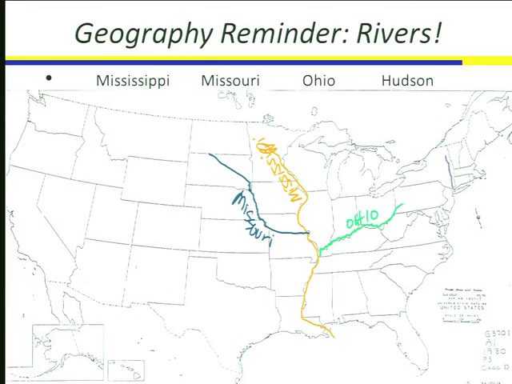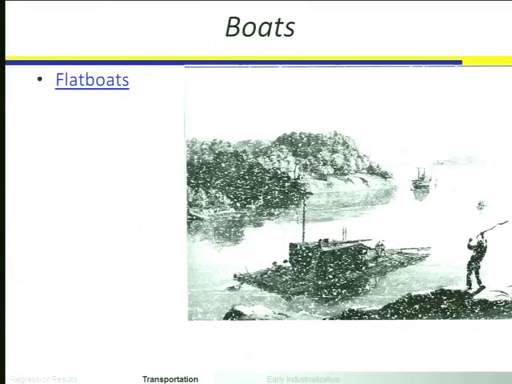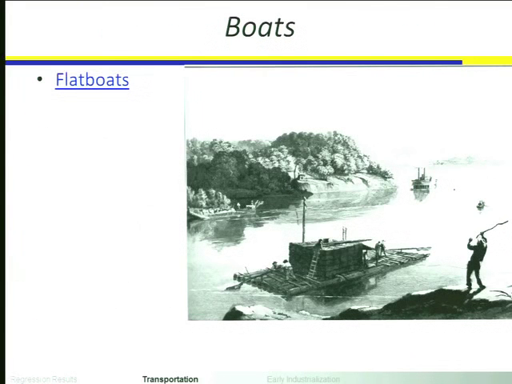We'll come back to our map in a minute. Boats. Initially, the boats that we had were flatboats. Oh my gosh, we're back to Disneyland. Okay, now we're going to go to Tom Sawyer's Island. There's two ways. Maybe there's only one way to get to Tom Sawyer.